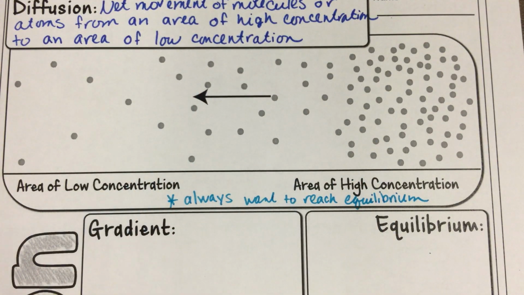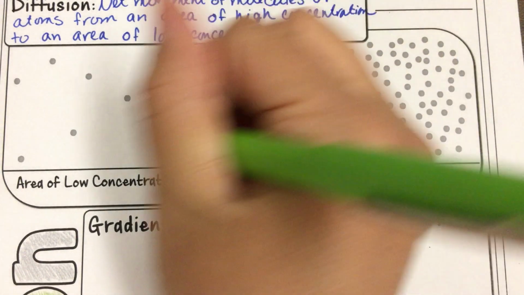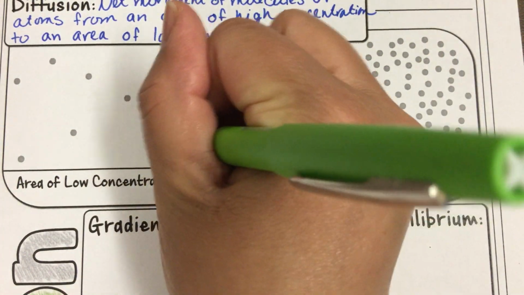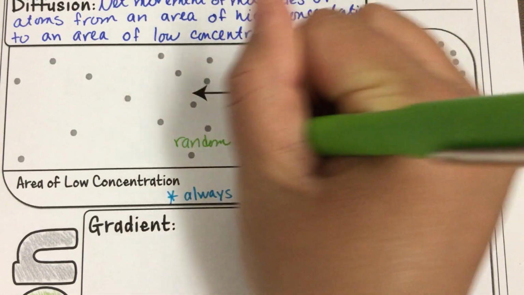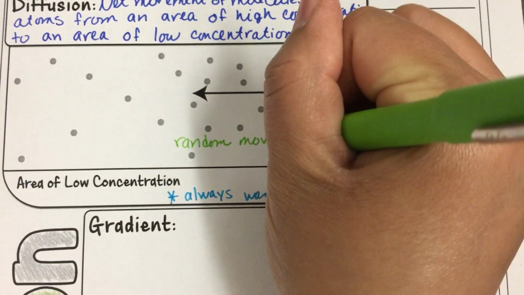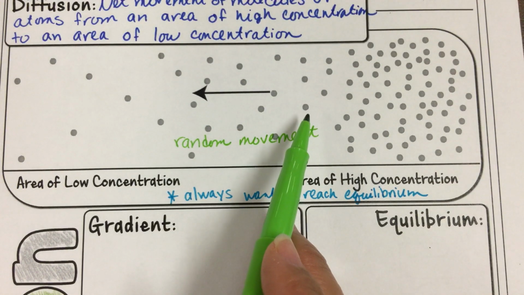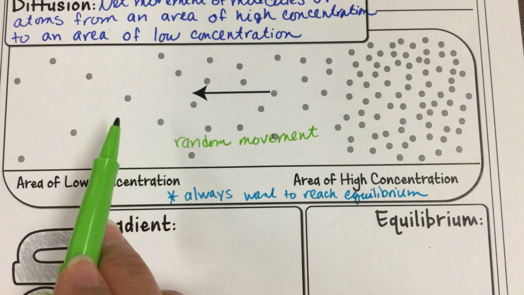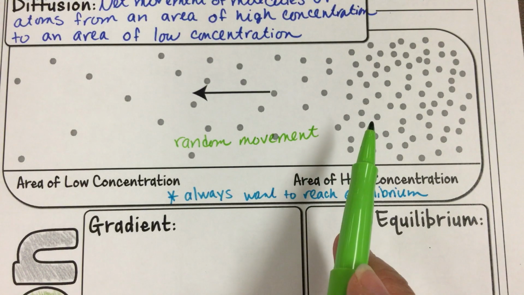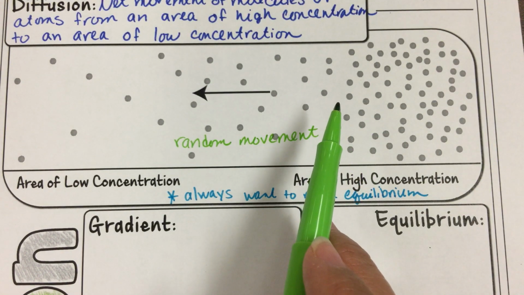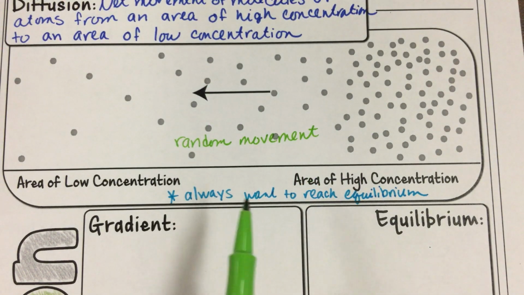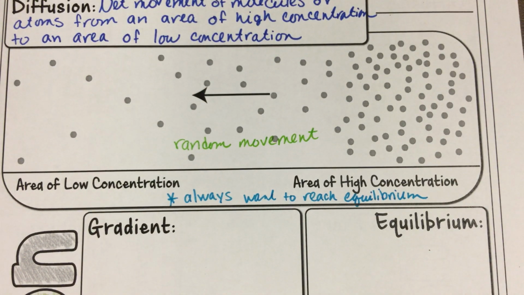Now, one of the key things that we need to remember is that all of these molecules are moving randomly. Okay, so it's all random movement. So what does that mean? That means that this little molecule may be heading this way, but at some point it may head back. Once it reaches equilibrium, they're all going to be moving back and forth completely at random.